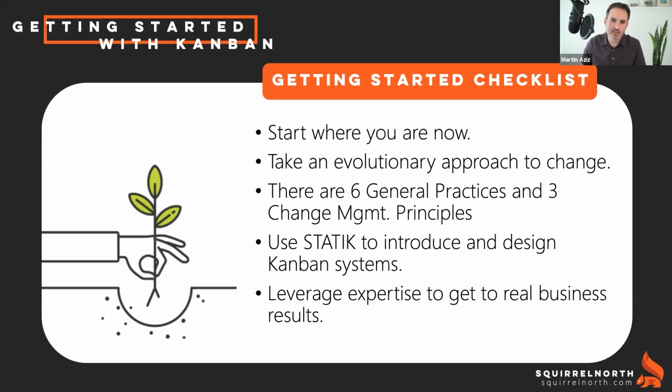So here's our checklist. Start where you are now. And James talked about this when we talked about our change management principles. And STATIK is something that allows you to do that. When you're building your first Kanban board, don't create a model of your future utopian state. You're building a board based on what you are doing right now, and you're going to evolve from that. So you're going to take an evolutionary approach to that change.